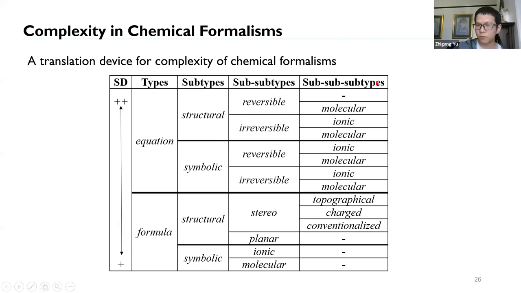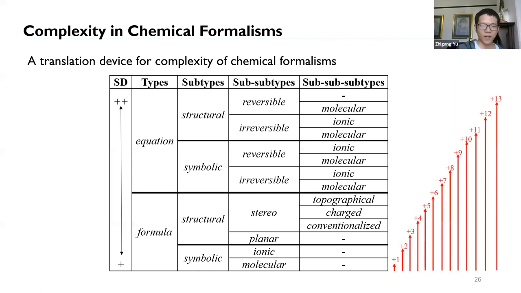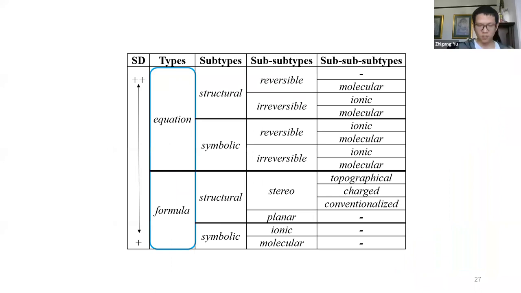There are four levels of delicacy, and one distinguishing feature of this translating device is that it is very fine-grained. There are 13 different strengths of SD, so this is a very distinct feature of chemical formalisms: very fine-grained, distinguished in semantic density. And let me show you the translation device.